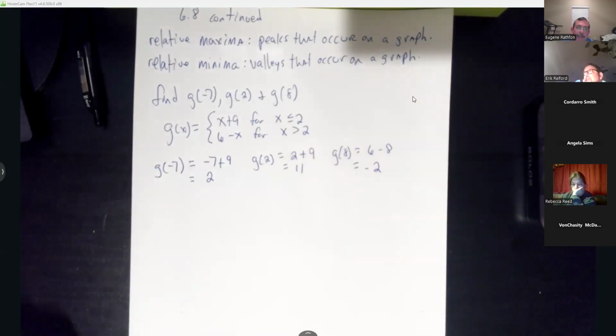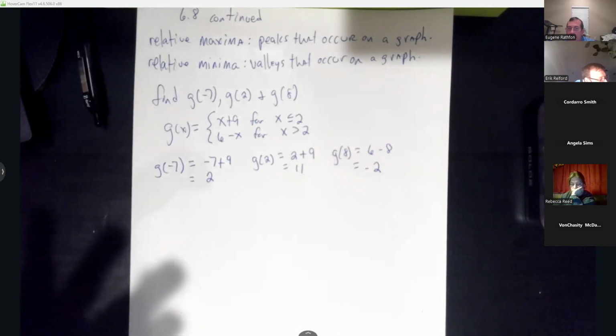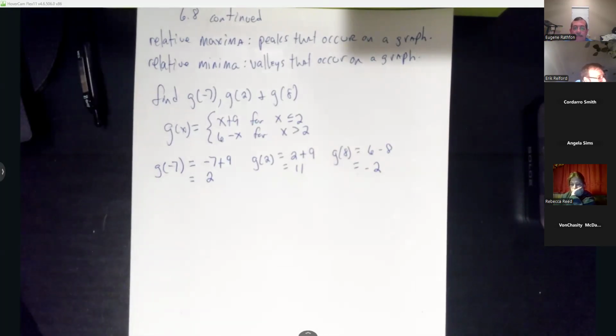Hey, y'all, so that's the trick on these. Find where your domain's value fits, and then use that equation, okay?